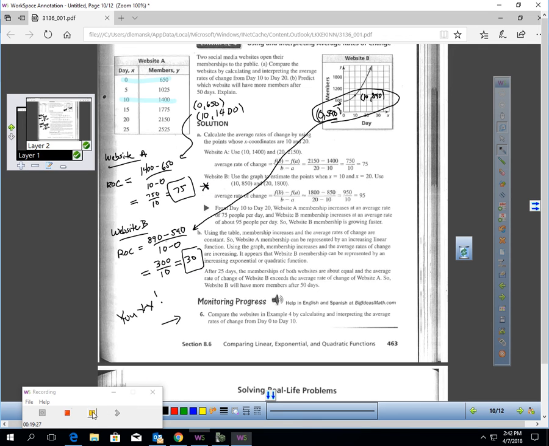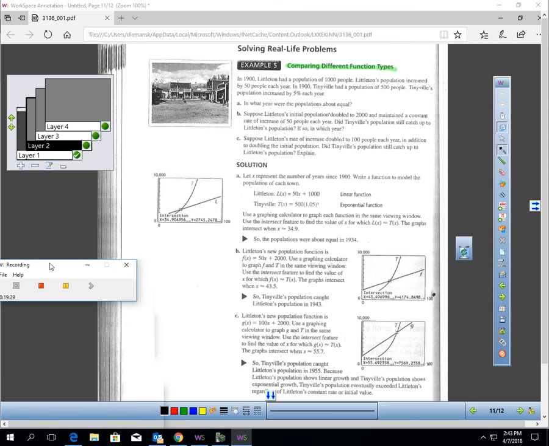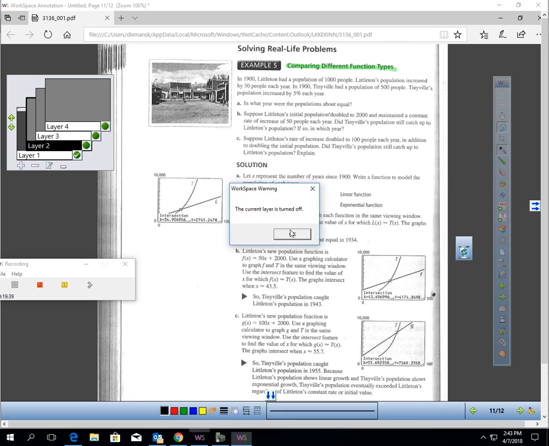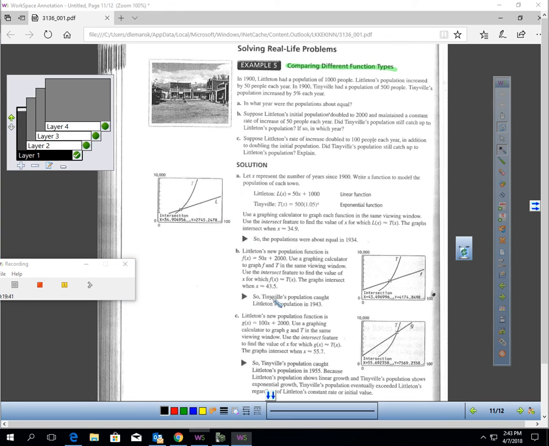To wrap the video up, we can compare different types of functions using our calculator, and this is a review again, using the intersect feature on our calculator. We learned about this feature back, I believe, in Chapter 7. Might have been Chapter 6 we used this feature. We'll review it today. Okay?